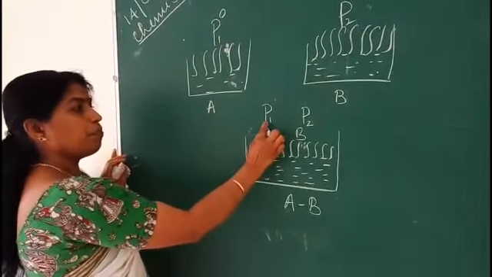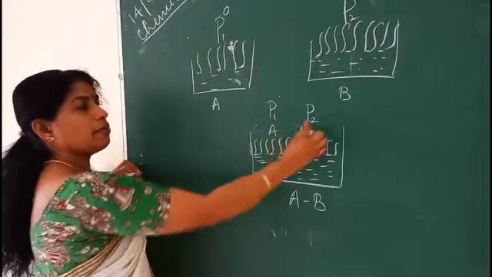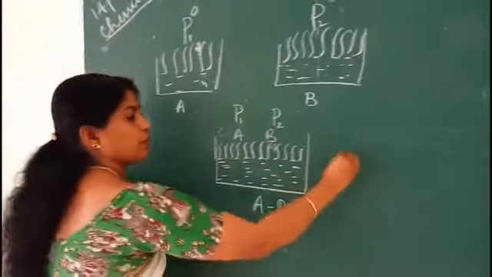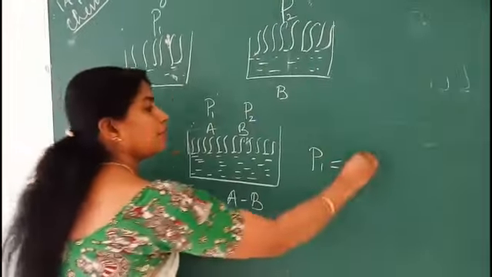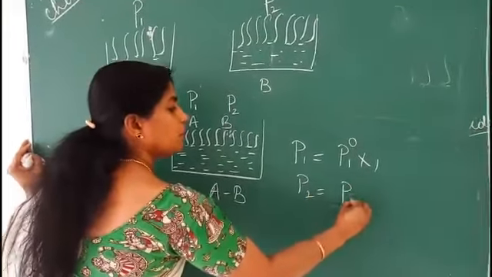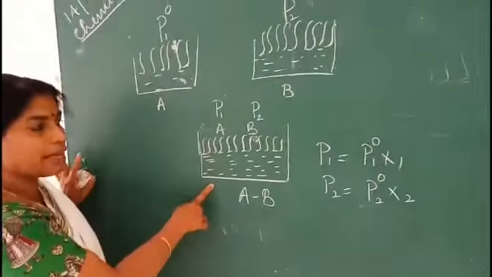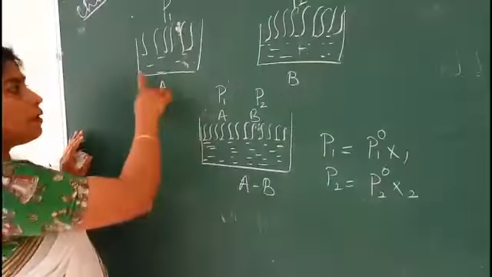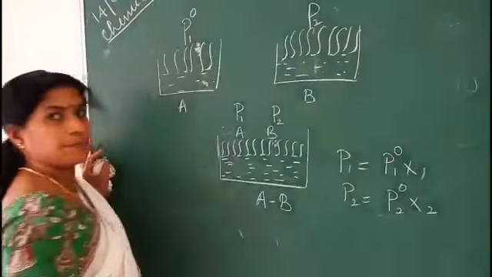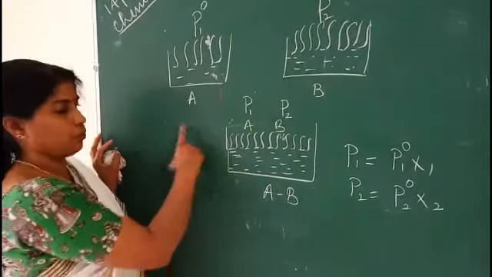Now if P1 is equal to P1 naught x1 and P2 is equal to P2 naught x2, then we will call this an ideal solution. So what will we call this solution? We will call this an ideal solution. If these are not equal, then we call it a non-ideal solution.